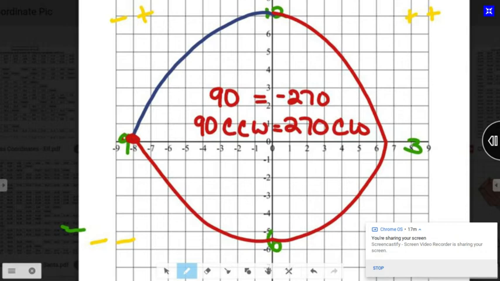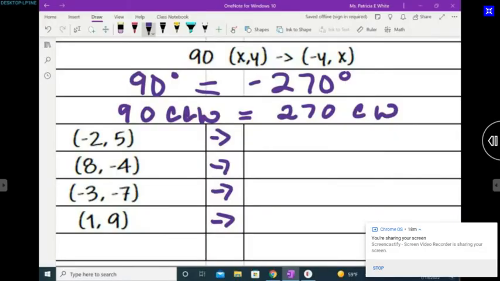All right, so let's go back to our rule. The opposite of y comes first, then the x goes second. So negative 2, 5. What's my y? Negative 5. Opposite of y is 5, so I'm going to put a negative 5 first. X doesn't change, does it?